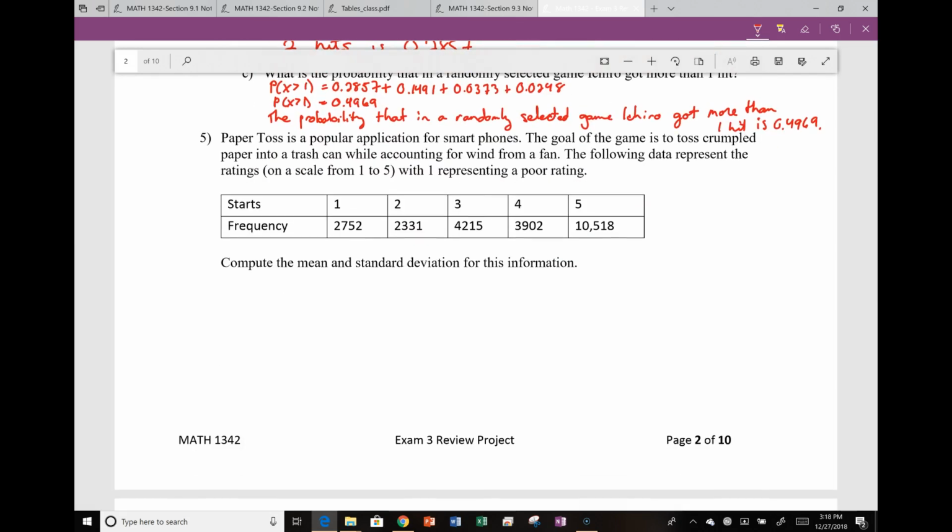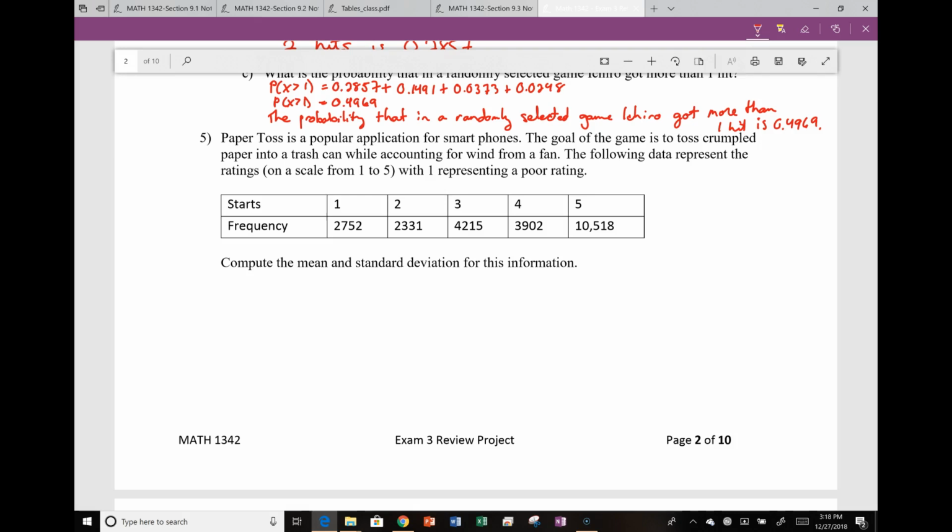Okay, looking at problem 5. Paper toss is a popular application for smartphones. The goal of the game is to toss crumpled paper into a trash can while accounting for wind from a fan. The following data represents the ratings on a scale from 1 to 5, with 1 representing a poor rating. So in other words, these are the ratings that you would give 1 star, 2 star, 3 star, that type of thing. We have a 1, 2, 3, 4, and 5.